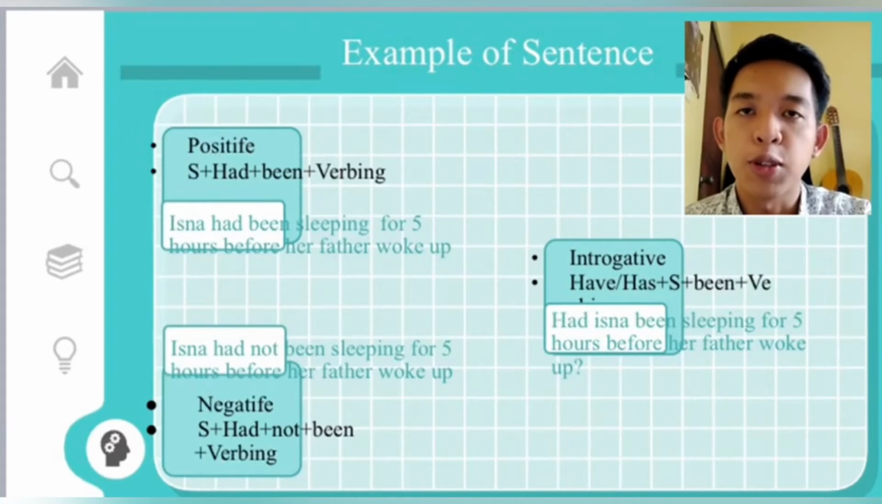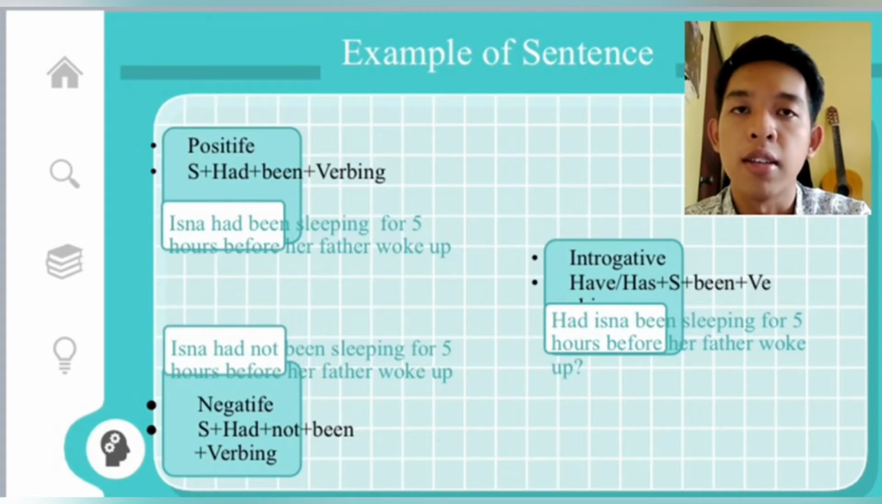Hello everyone, let me introduce myself. My name is Gede Aritona. Now I would like to explain and make some sentences using the past perfect progressive. There are three kinds of sentences. The first is positive, the second is negative, and the last is interrogative. For example, Isna had been sleeping for 5 hours before her father woke up. That's an example of the positive sentence.